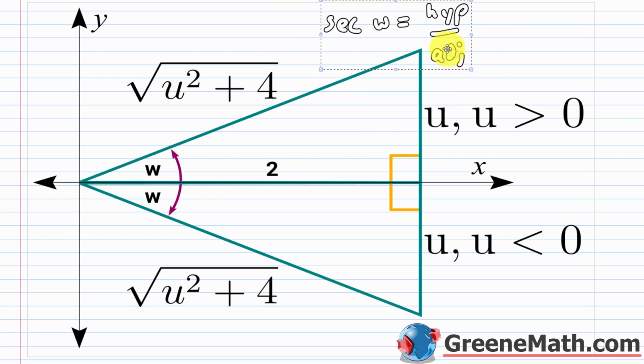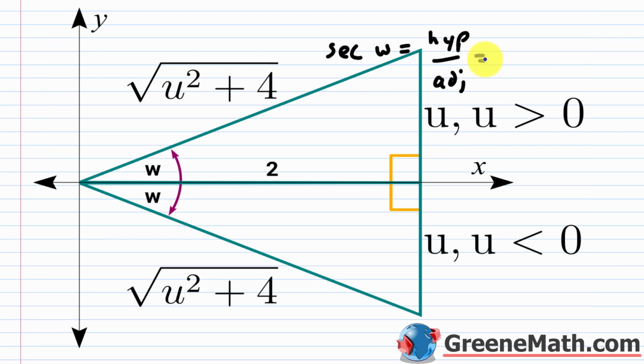So to answer this problem, finally, after all that work, the hypotenuse is the square root of u squared plus 4. Now we already knew that. And this is over the adjacent, which is what we just solved for. That's going to be 2. So that's going to be the solution for this problem. The secant of w is the square root of u squared plus 4 over 2. Again, where w is greater than negative pi over 2 and less than pi over 2.